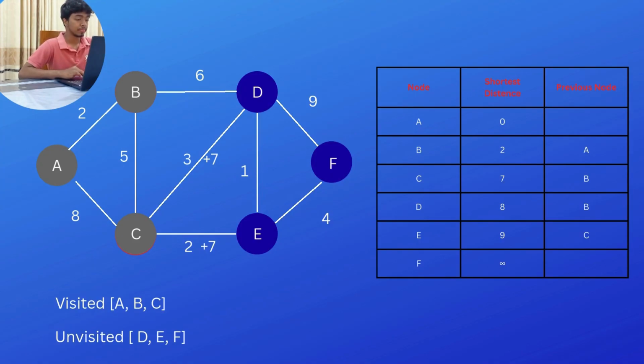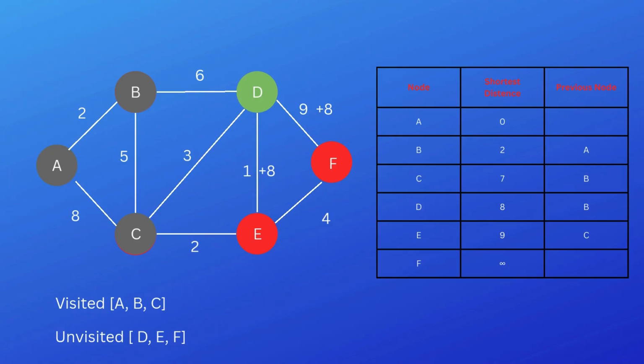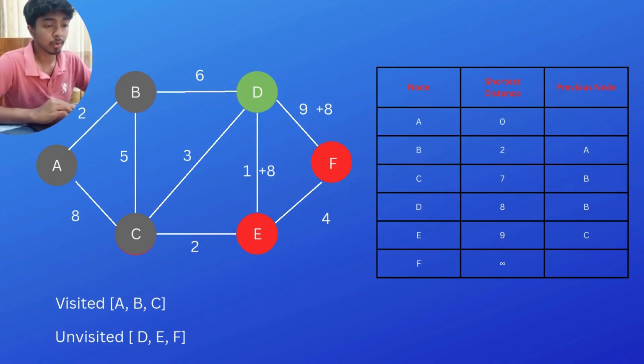So now we can mark C as visited, and we can go on with the next node in the unvisited node list. And this will be D because D has the distance of 8, E has the distance of 9 and F of infinity. So we calculate the distance from D to F and D to E. In this case we need to add 8 to the distance because 8 is the current distance from A to D. Let's start with the node F.